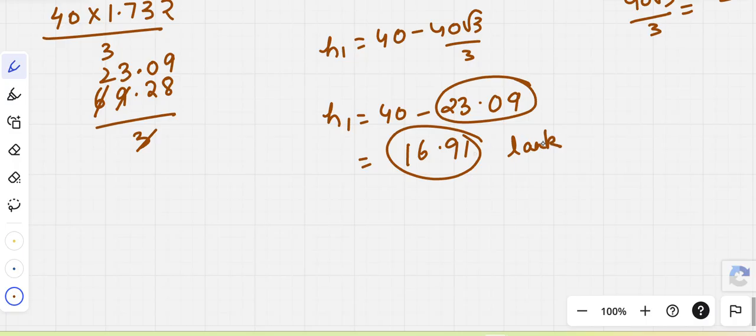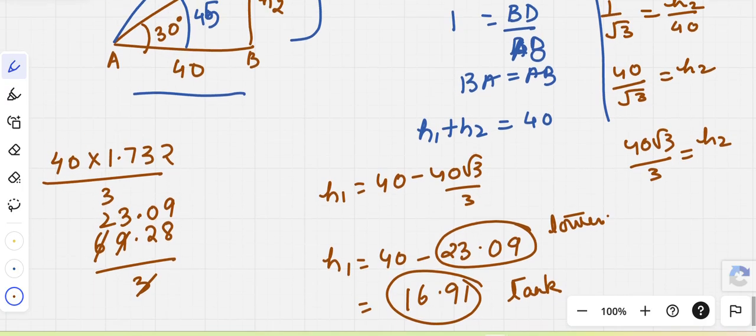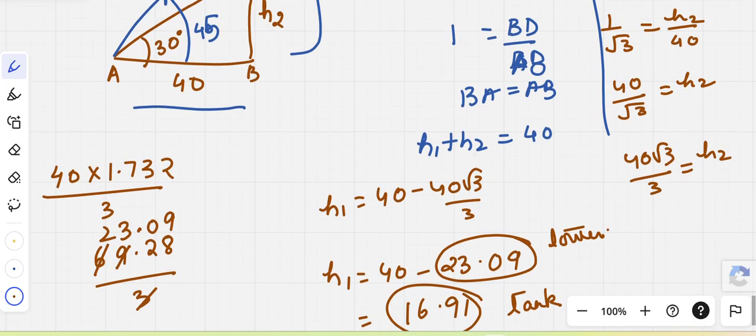Is that okay? When you have to find the height, either you will leave it at 40 minus 40 root 3 by 3, or you will have to substitute the value of 1.732 and figure it out. Because you all know the value of root 2 and root 3, they will expect you to figure it out like that. Okay? Clear a little bit? Yes, ma'am.